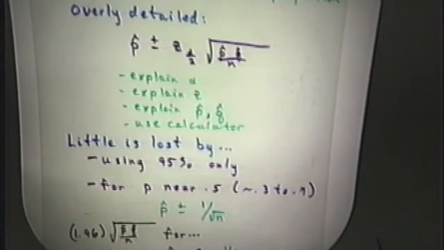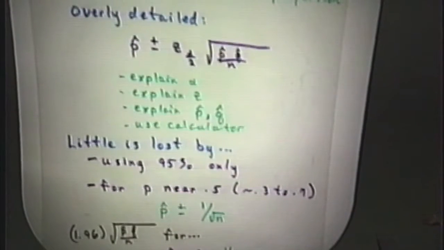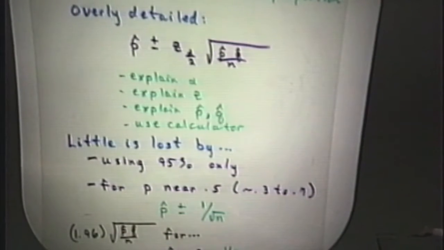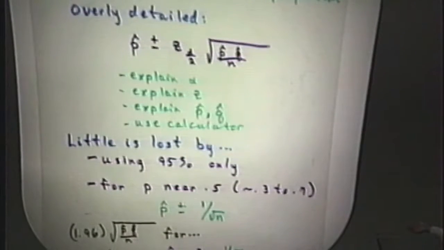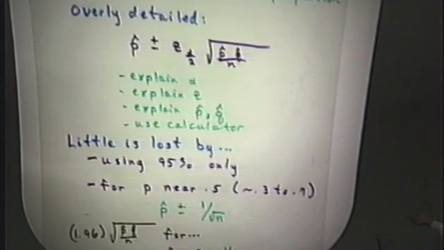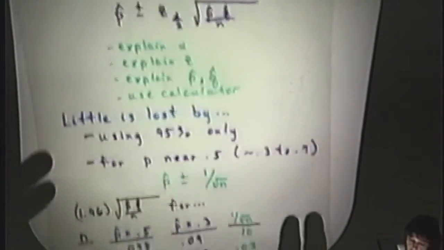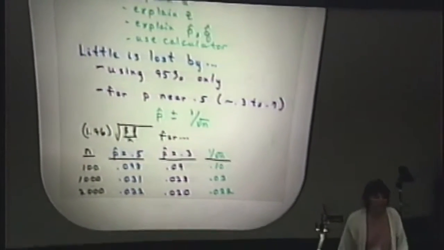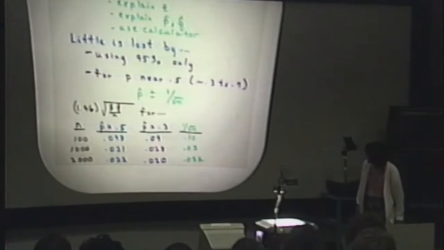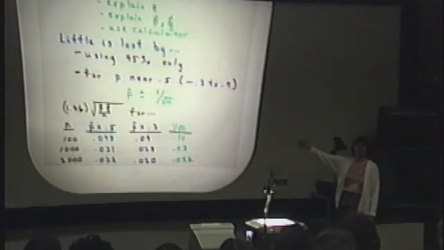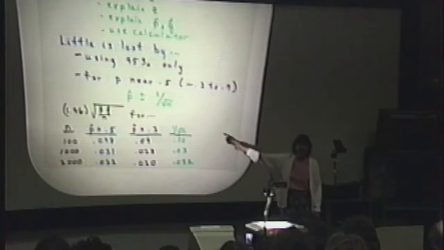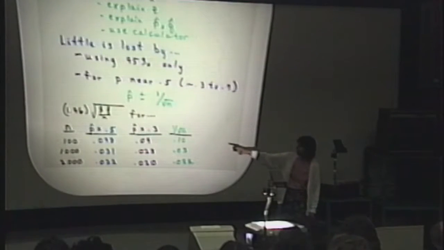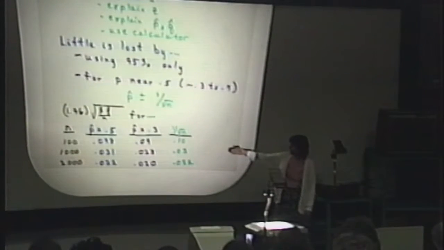So I don't confuse them with the detail of other confidence levels when I first do this topic. The idea is that for p near 0.5, essentially you can use p hat plus or minus 1 over the square root of n. You don't need to go into the whole detail of p hat q hat over n. And in fact, just to convince you, what you get for the 1.96 times the square root of p hat q hat over n for various values of n and p hat are listed here.